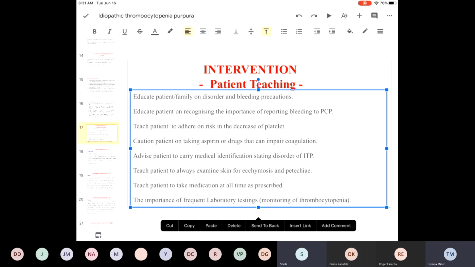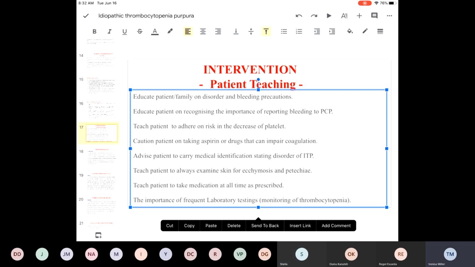Okay, intervention. You have to educate the patient and their family on the disorder and bleeding precautions. Educate the patient on the importance of reporting bleeding to the primary care provider. Teach patients to adhere to precautions given the risk of decreased platelets. Caution the patient about taking aspirin or drugs that cause impaired coagulation. Advise the patient to carry medical identification stating the disorder, ITP.